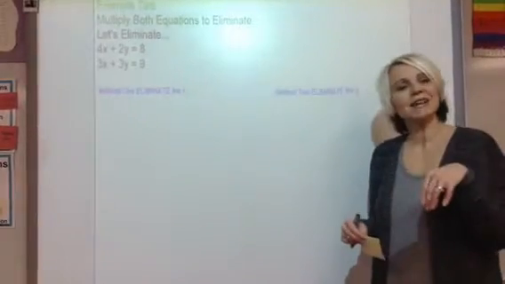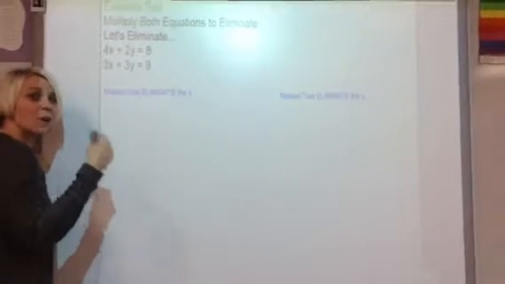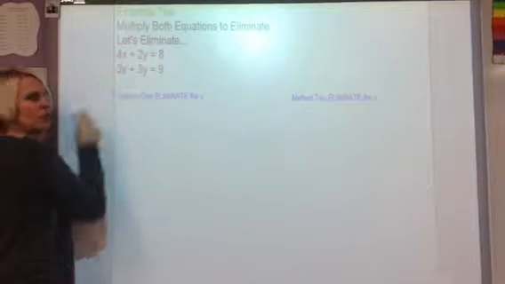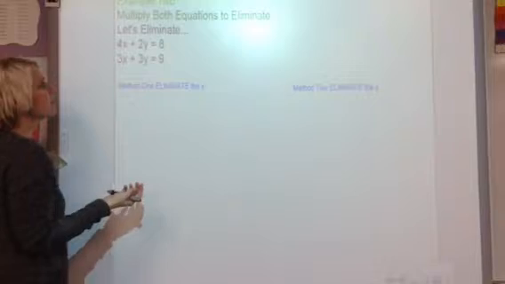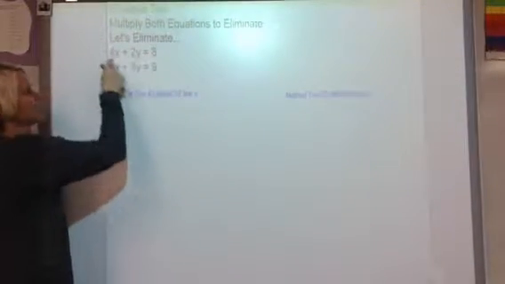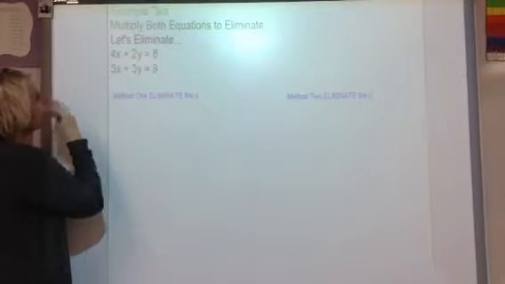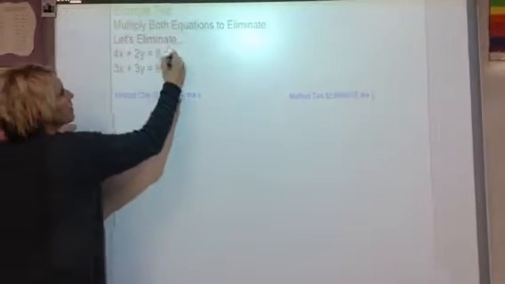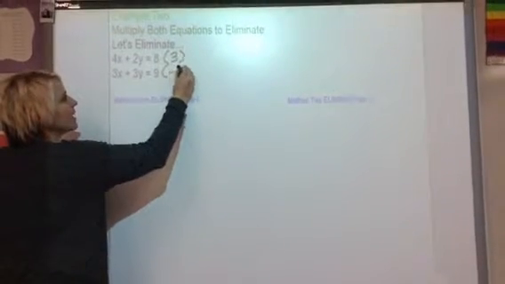Now we're going to look at an example where you have a possibility to eliminate either the x or the y. Here's what I mean. I cannot make a 3 into a 4 or a 4 into a 3, and I cannot make a 2 into a 3 or a 3 into a 2. So that tells me I have to multiply both. So when you multiply both, you can eliminate the x by getting them to be a like coefficient but opposite. So I really think the best common here would be 12. And in order to get a 12, I'm going to multiply the top equation by 3. I'm going to multiply the bottom equation by a negative 4.